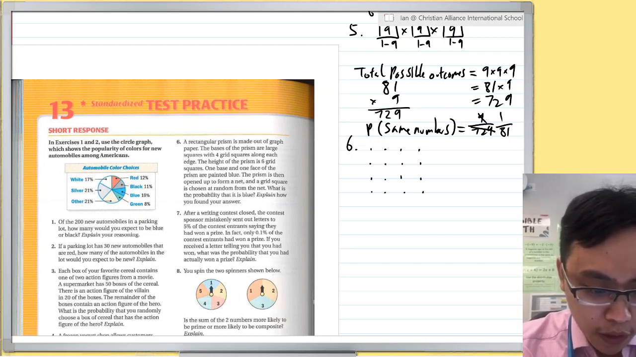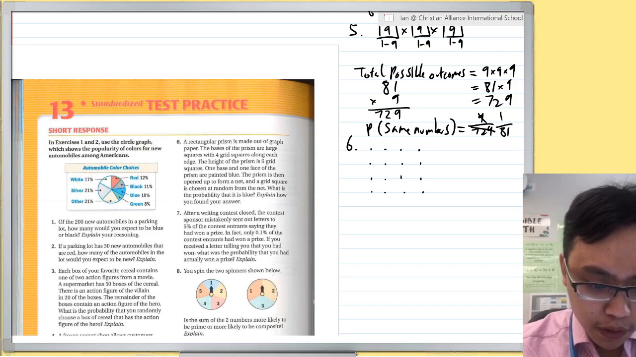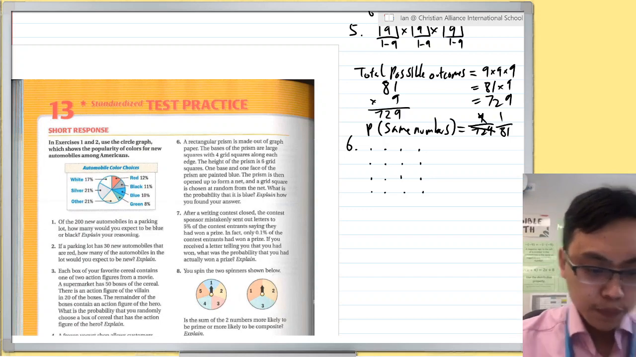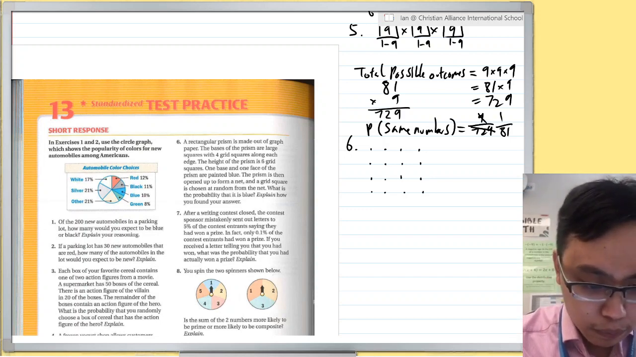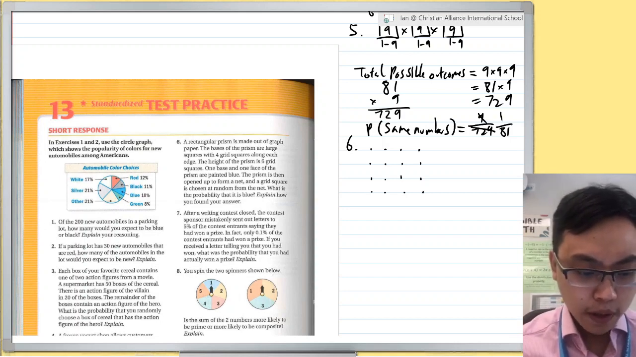Yeah, because the base is a square with 4 grid squares along each edge. So the height of the prism is 6 grid squares. 1 base and 1 face of the prism are painted blue. The prism is then opened up to form a net, and a grid square is chosen at random from the net. What is the probability that it is blue?